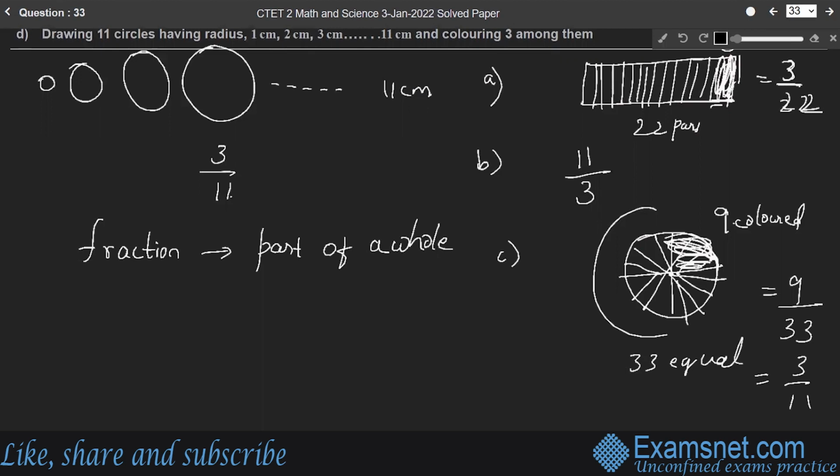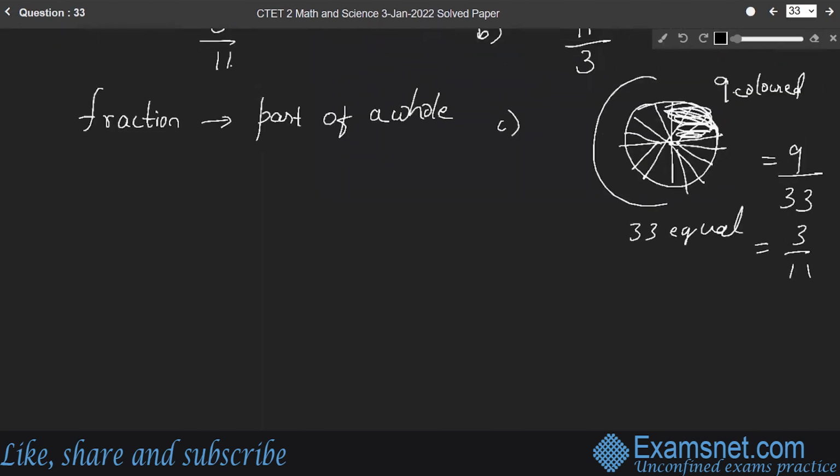In the second case also, there is a whole, and in the third case, there is a whole, that is a circle. So there are 3 equal parts, 9 are colored. So, part of a whole.